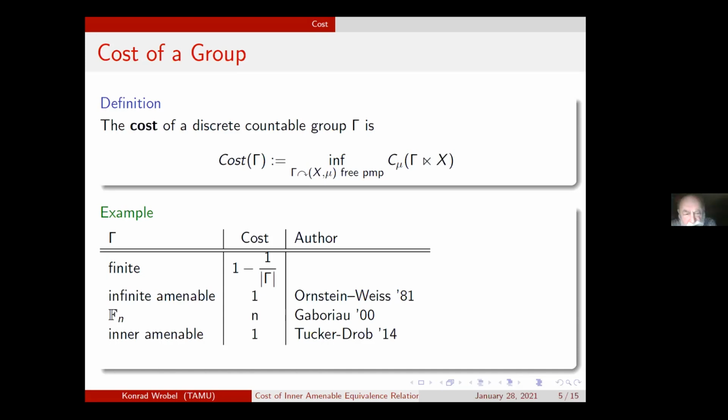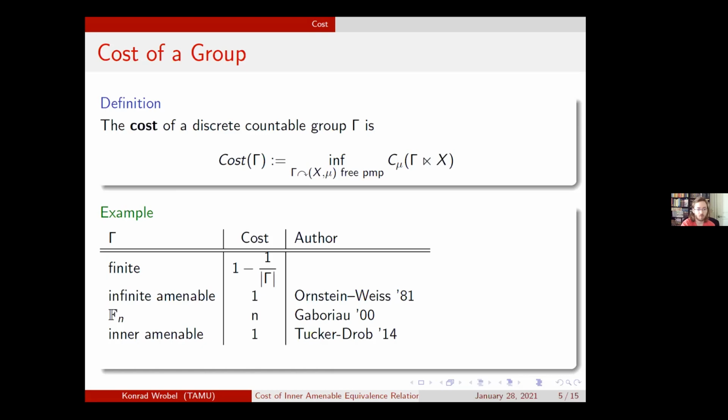Sorry, for the infinite free group, cost is equal to infinity. That's right. That's correct. For F infinity, the cost is infinity. So cost can take infinite values as well. All right. And so for all of these examples, they were able to show that every single one of the actions of these groups has the same cost, has cost 1, has cost n.